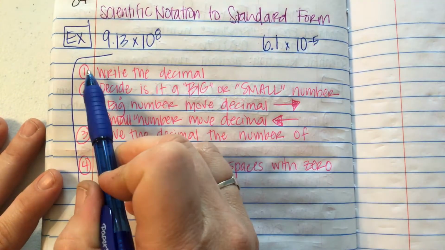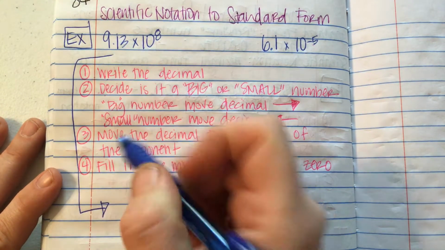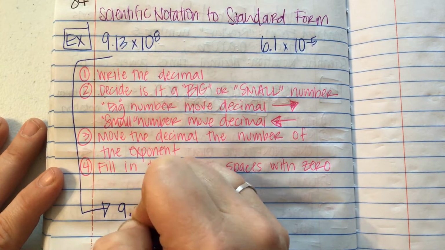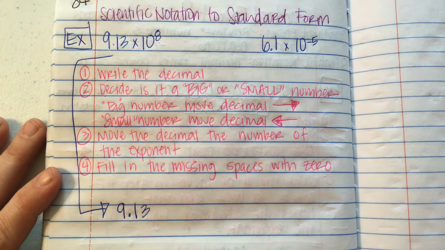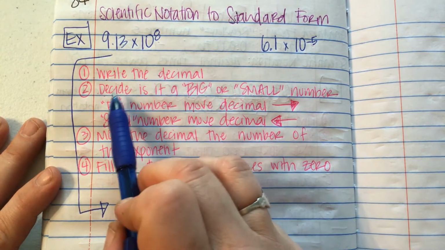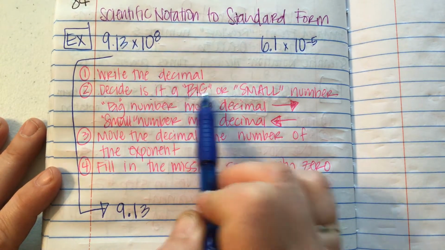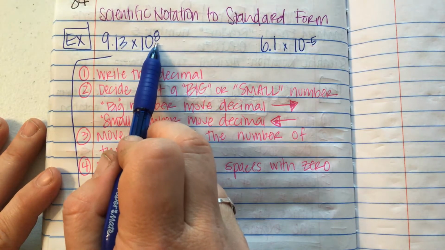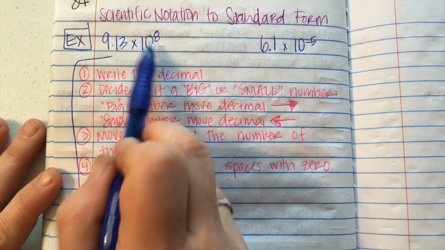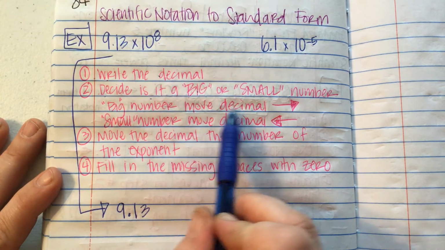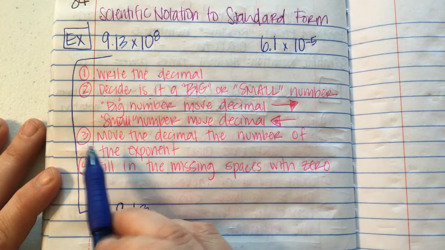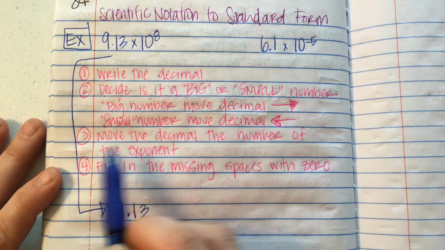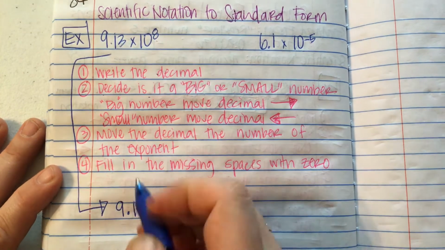Ready? Write the decimal. So up here, my number is 9.13. That's my decimal. I'm going to decide, is it going to be a big number or a small number? Well, this one is going to be a big number because it's a positive 8 exponent. So a big number, I move the decimal to the right. I'm going to move that decimal the number of the exponent. So I'm going to move it 8 times. Here we go.